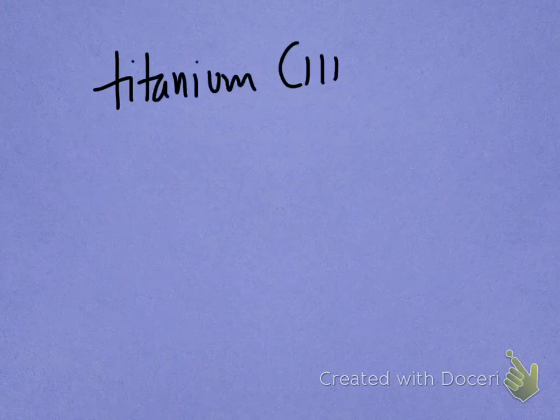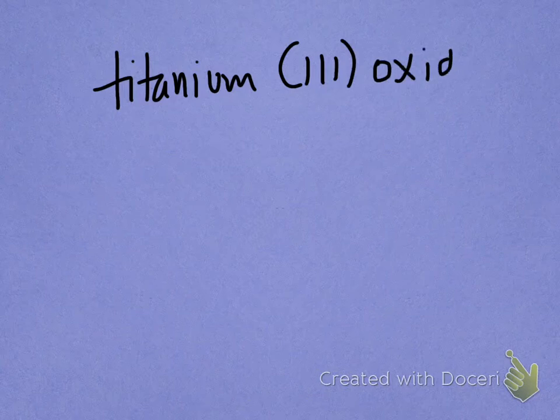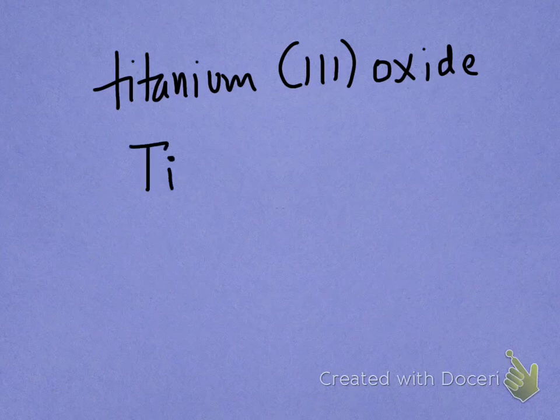Titanium 3 oxide. And I don't know which ion of titanium is used in the titanium sunscreens. But anyway, let's do titanium 3 oxide. So again, we're going to write the ion, Ti. What's the charge on titanium 3? 3.